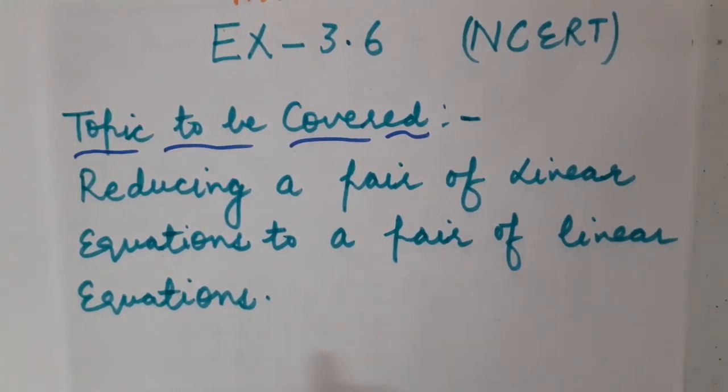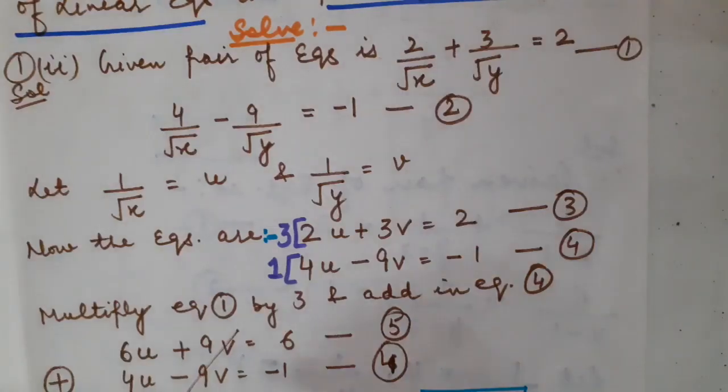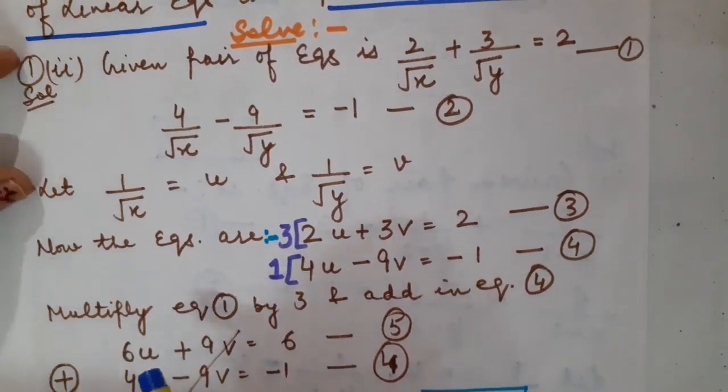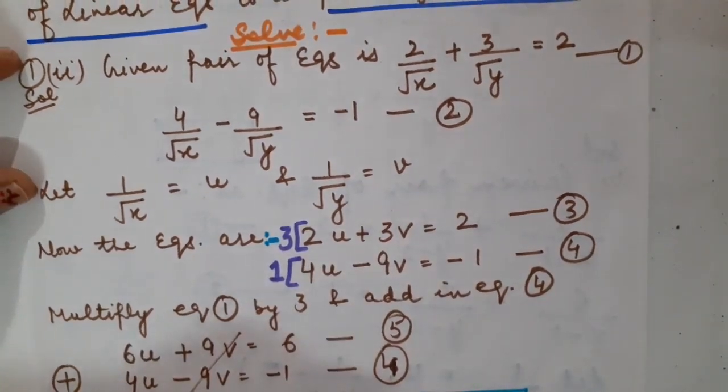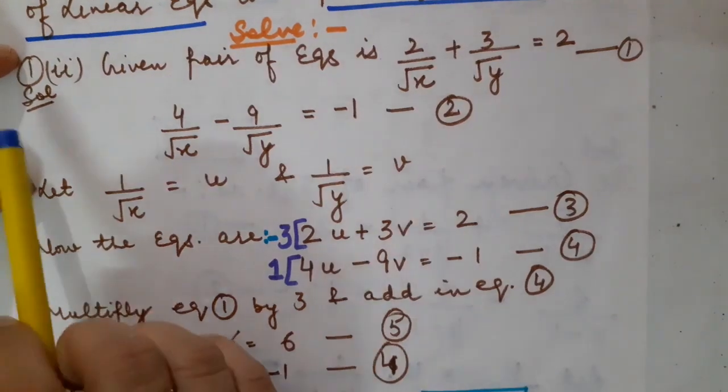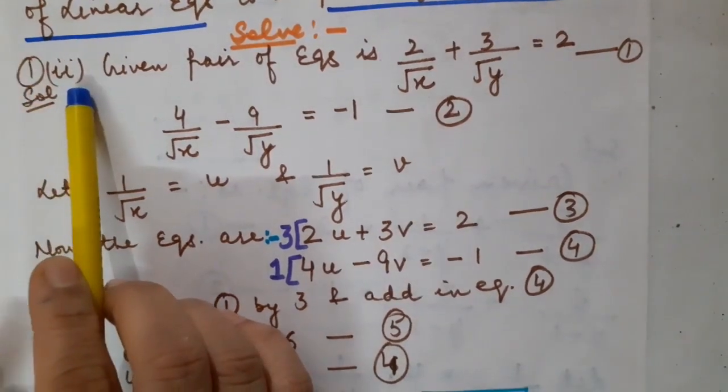So let us recall what the generalized form is. That is a1x plus b1y plus c1 is equal to 0, a2x plus b2y plus c2 is equal to 0. For better clarity of the concept, let us start taking the questions from exercise 3.6. Children, this is the very first question, second part.